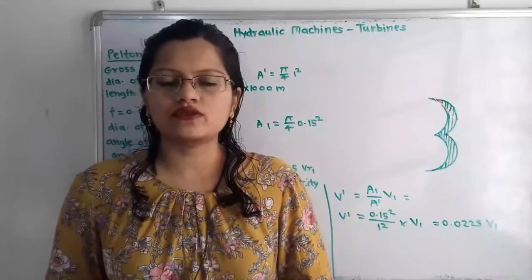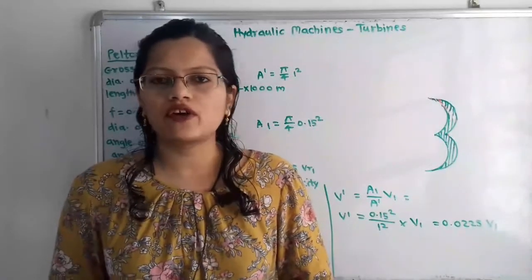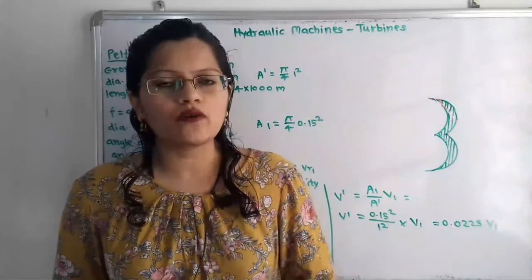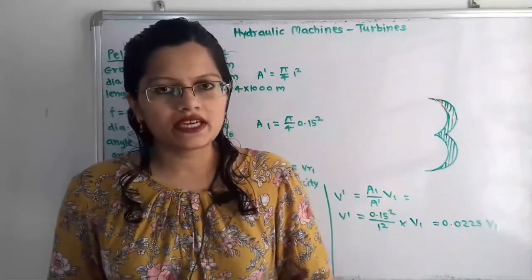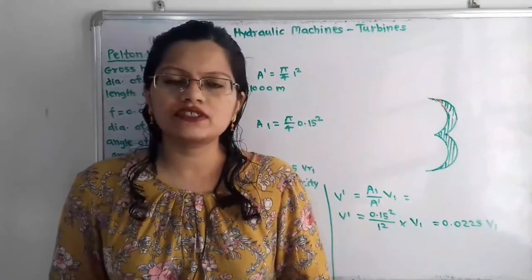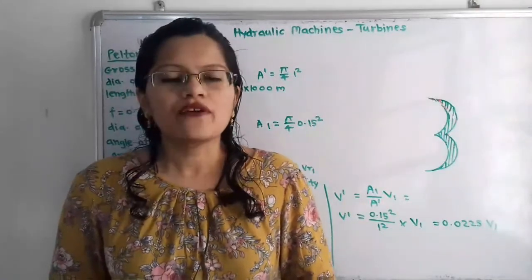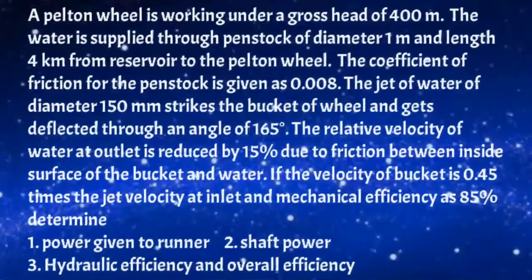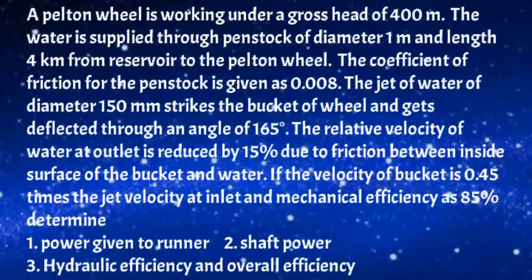Today we are going to solve a problem on hydraulic machines. In this video, we are going to find out the power given to the runner, mechanical efficiency and hydraulic efficiency for the Pelton wheel with the help of a velocity diagram. So first, I will read the given problem.